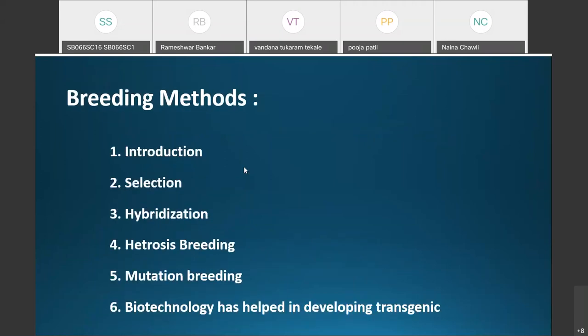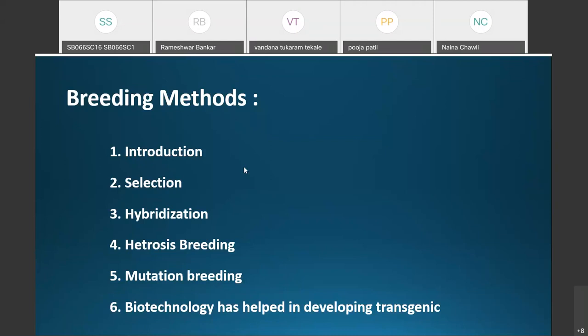Then these are the different breeding methods by which the cotton plant is improved and new superior varieties are released. These are the methods used for the improvement of the cotton plant. The first one is plant introduction. Second method is selection. Then third one, hybridization. Fourth one, heterosis breeding. Fifth one, mutation breeding. And the sixth one is biotechnology, which we can refer to as genetic engineering. Now there are attempts to develop transgenic varieties of cotton, for example, BT cotton, that is a transgenic variety.